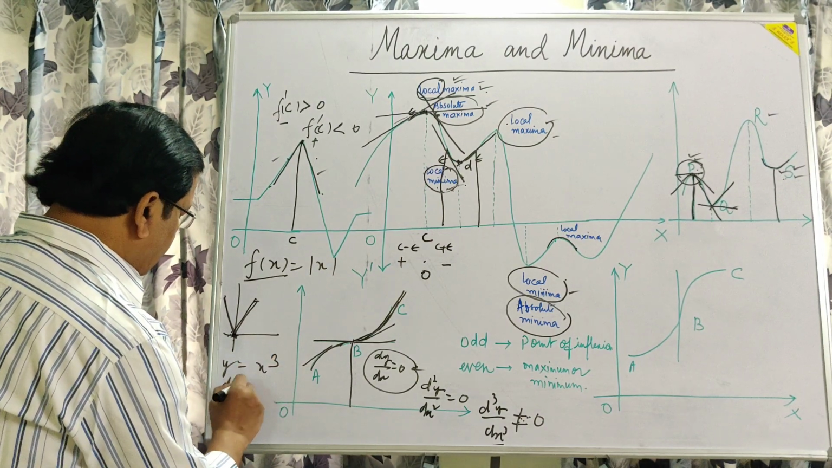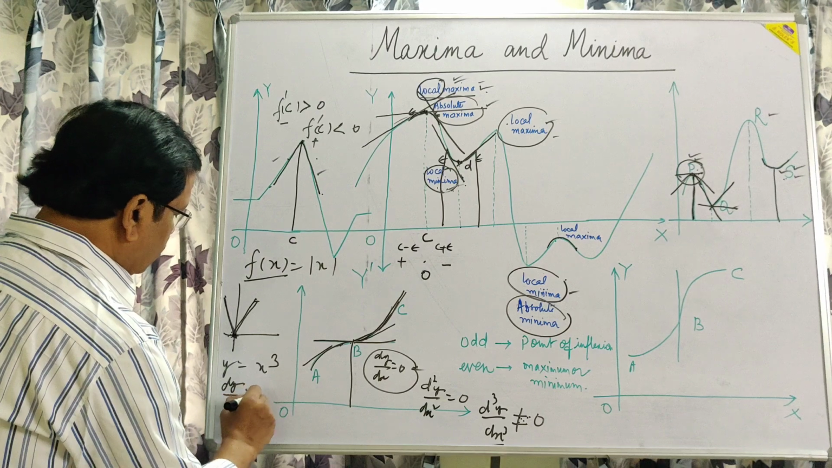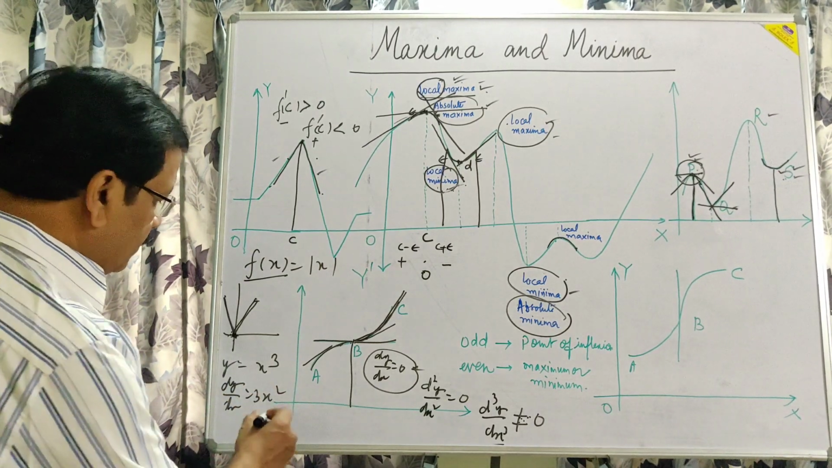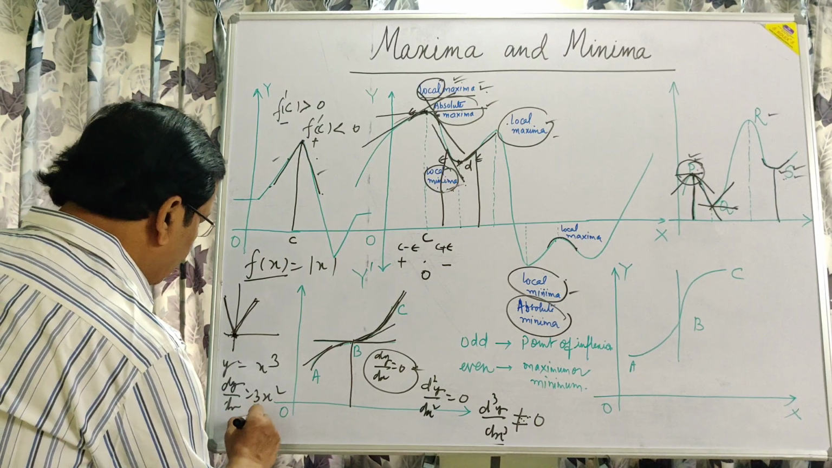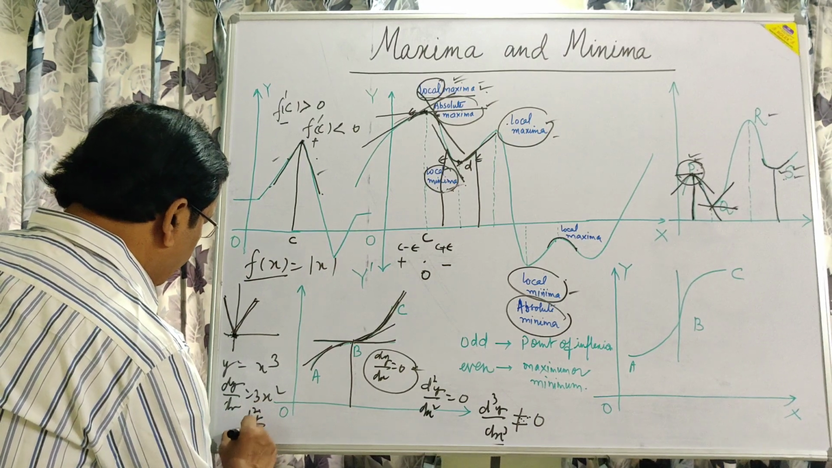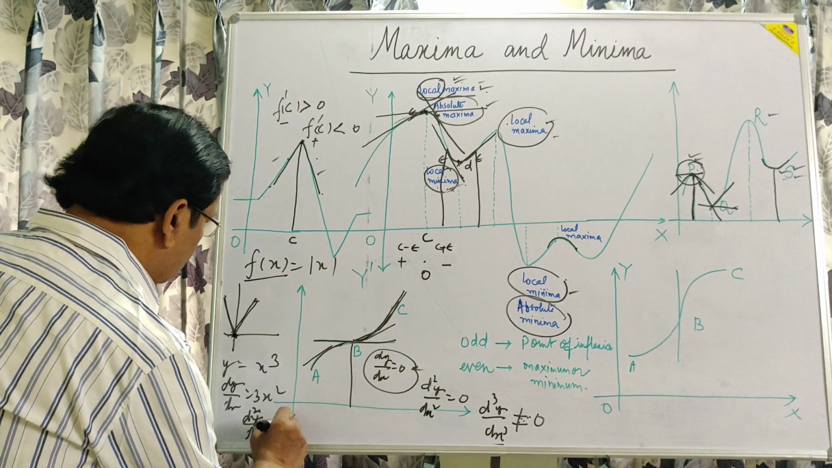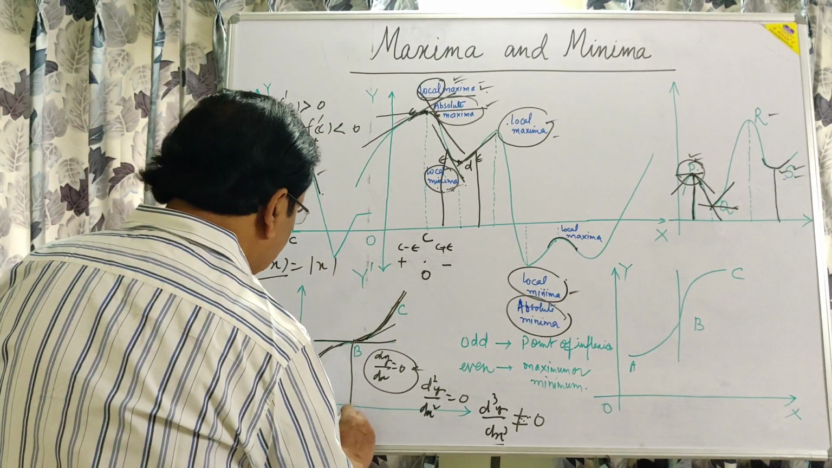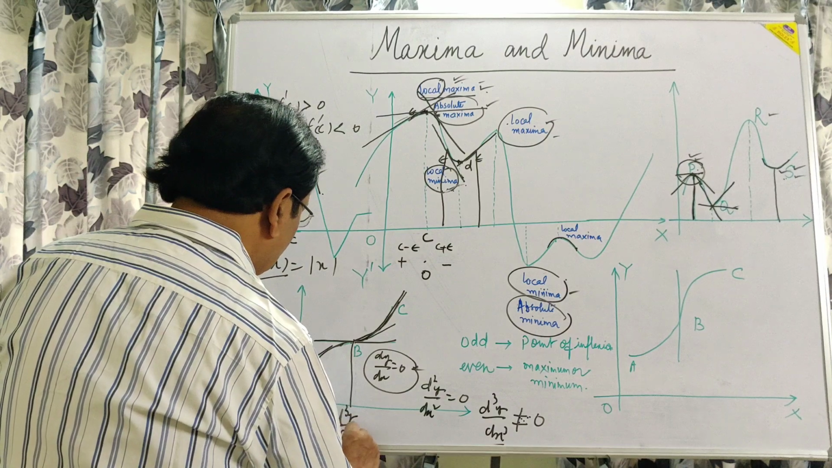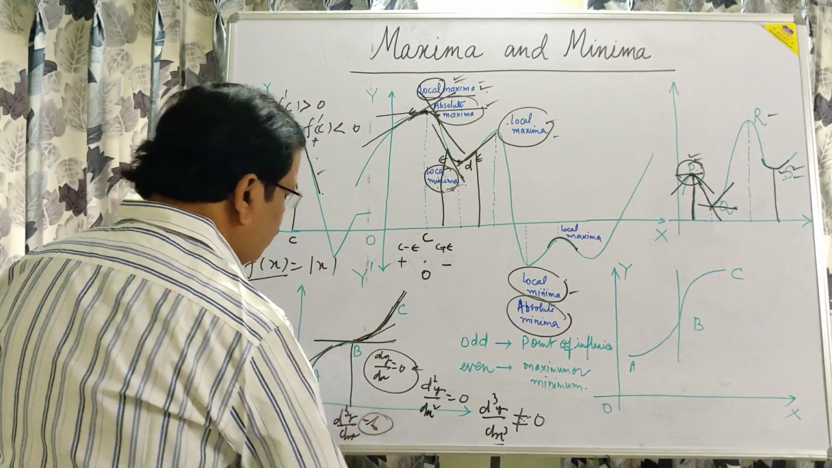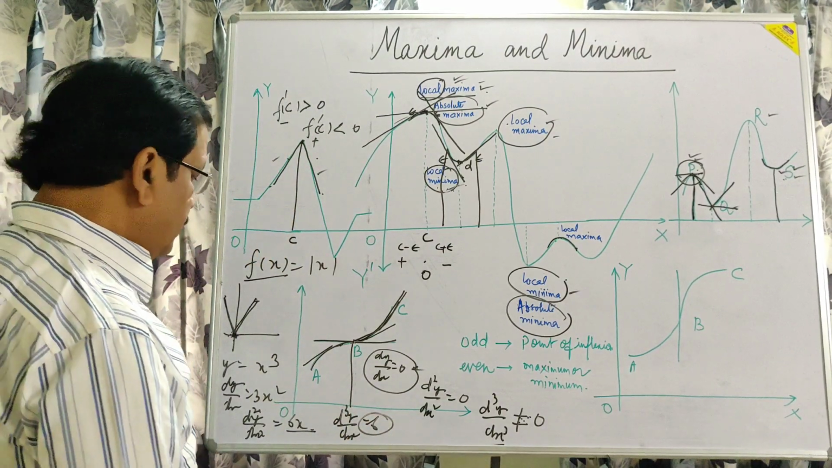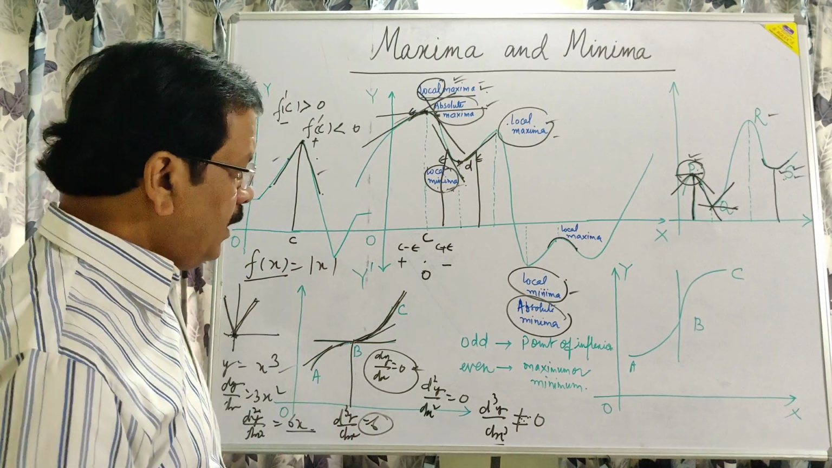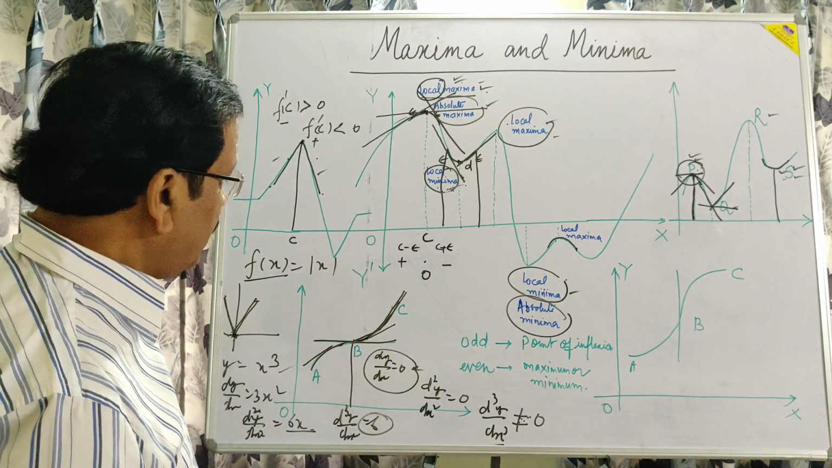Say dy by dx is equal to 3x square, and this is equated to 0, then x is equal to 0, and d2y upon dx square is equal to 6x. This is again 0. But d3y upon dx cube is equal to 6, which is not equal to 0, and that is why x is equal to 0 for this function is taken as the point of inflection.